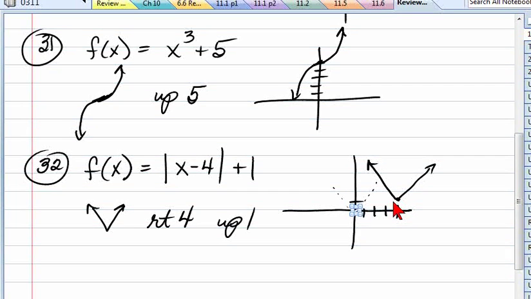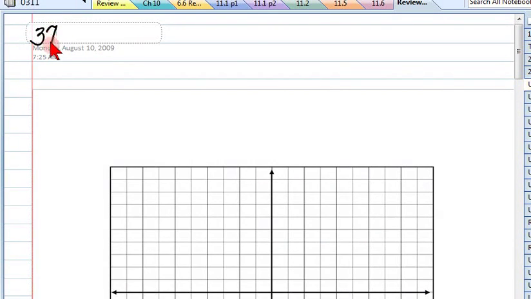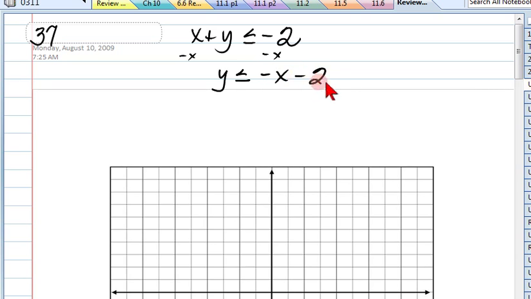We skipped 33 to 36 on this version of the review, and we are going to go to number 37, and it's a graph. I am asked to graph x plus y is less than or equal to -2. It's an inequality. I still want the y by itself on the left-hand side. So I'm going to subtract x from both sides, and I have y is less than or equal to -x minus 2.